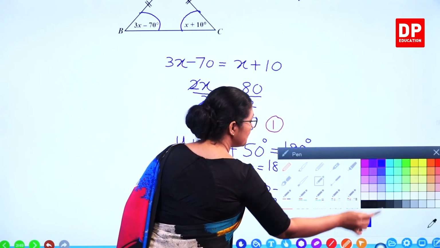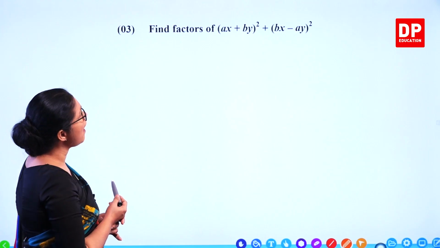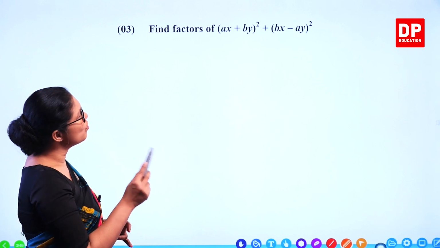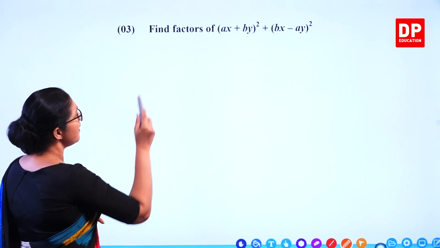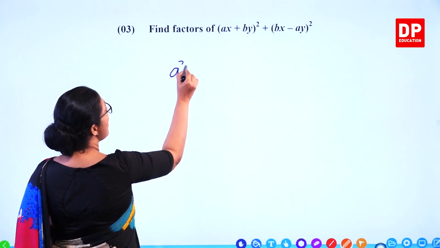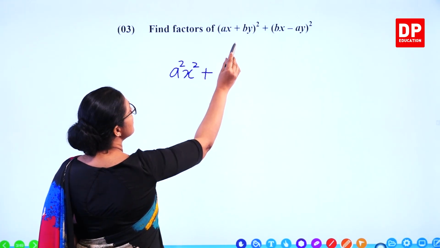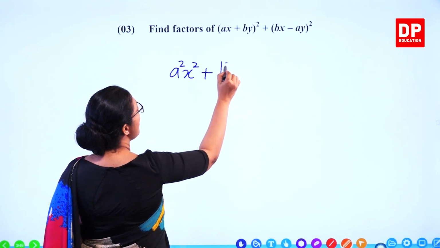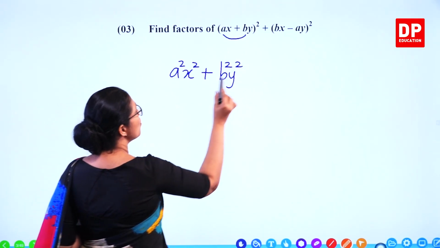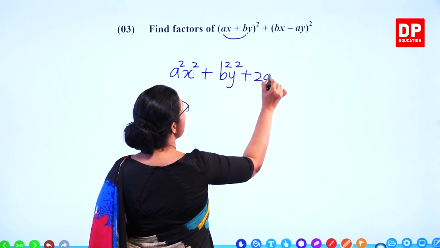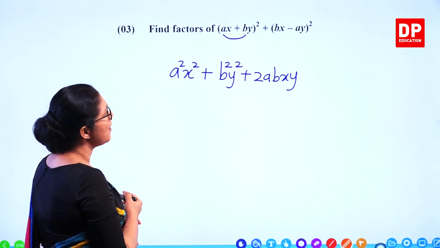Question number 3. Find factors. But when you look at the expression, you can't see factors. So we have to expand brackets. Expand the bracket. A squared, x squared. Then square of the last term. B squared, y squared. What's the middle term? Double of these 2. Plus 2ab xy.